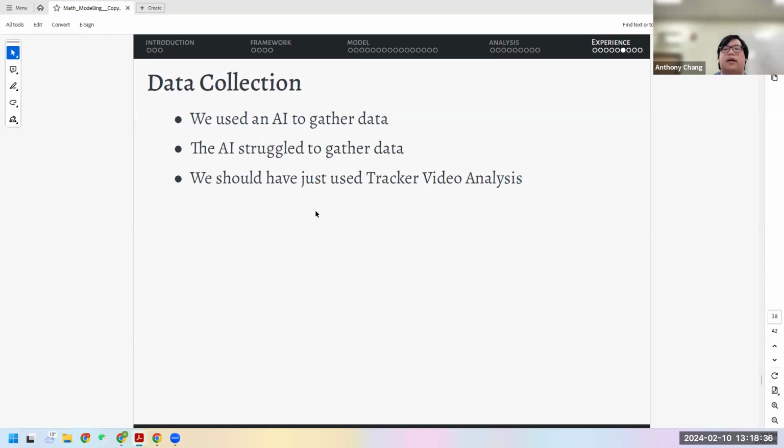We used an AI to grab data, and we trained it using Ultralytics' YOLO v8, but the AI really struggled to gather the points for certain clips of the dog. We could have just used Tracker video analysis, and we would have had pretty good points that way instead of using an AI tracker.